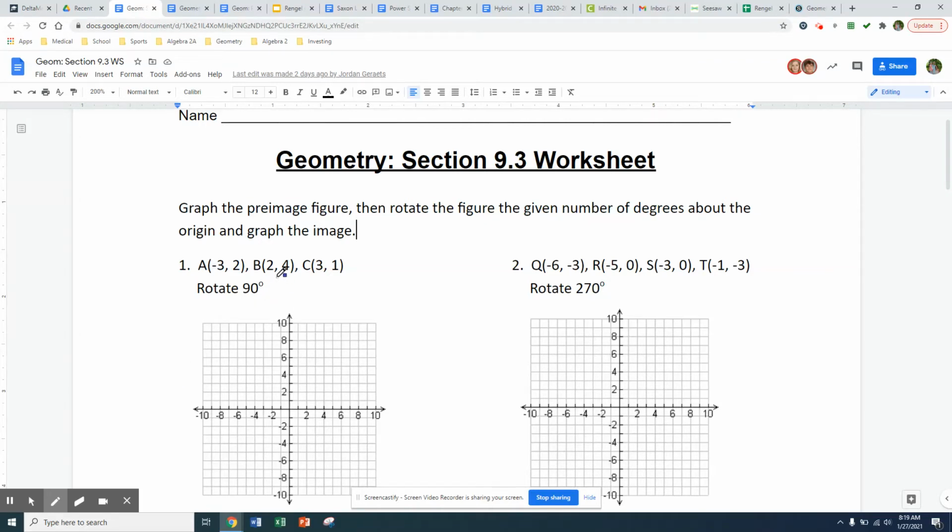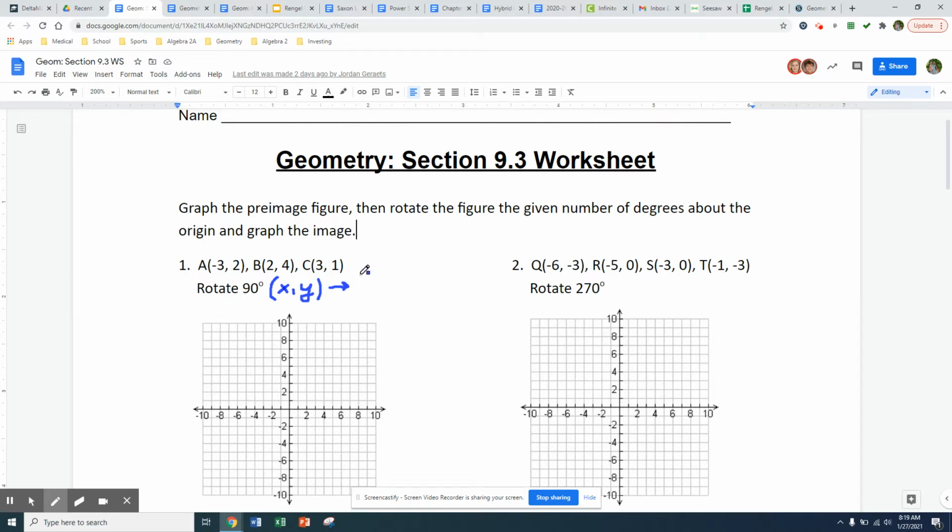Rotation is going to follow a certain rule. So hopefully we've gotten familiar with how these rules work. XY represents the pre-image, and then this arrow is what you need to do to those coordinates in order to make your image. Now today we are looking at doing a rotation.